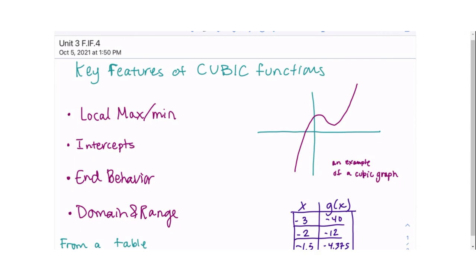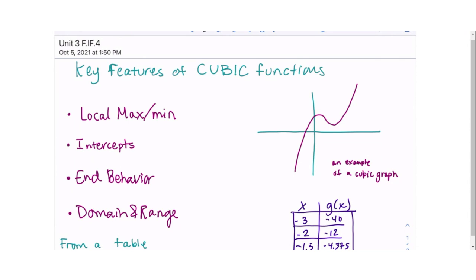Okay, this is the lesson or the teaching or the reteaching, however you want to look at it, for the Unit 3 FIF4 summative assessment. It is very similar to the FIF4 from Unit 2. However, this one has to deal with cubic functions. In fact, there are 4 specific things that you're going to have to do, 4 of the key features that you're going to have to look at for the cubic functions.